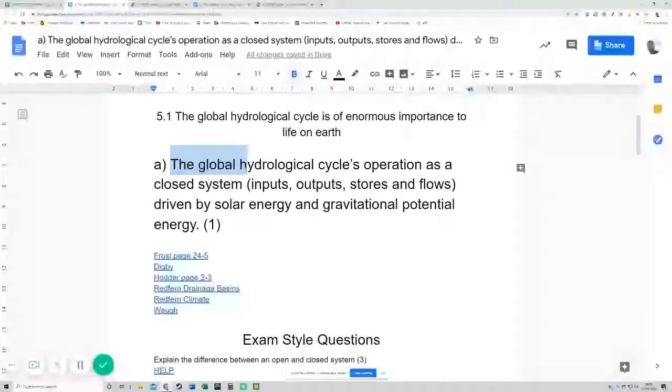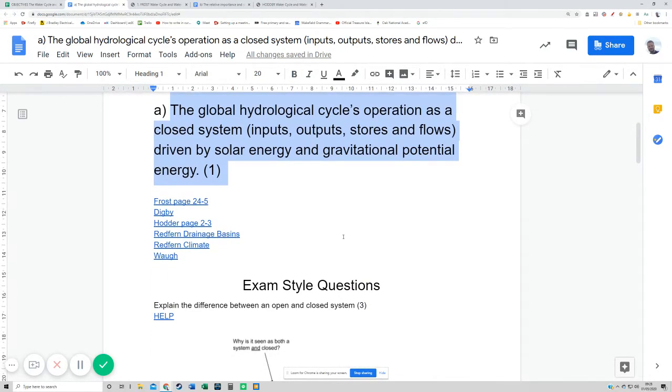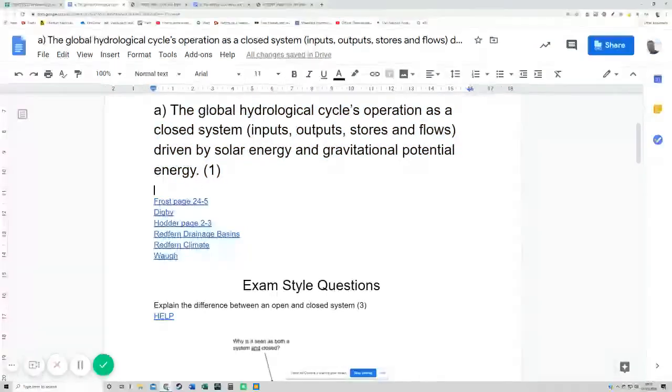So like we've got here, the global hydrological cycle's operation as a closed system. The first bit we've got to be really clear on is what a system is, and then once we've established that, what makes a system closed as opposed to an open system. And this system is driven, where its energy comes from if you like, by solar energy and gravitational potential energy. So solar energy from the sun, driving things like evaporation. And then we have the gravitational energy, which ensures the water flows back downhill to the sea.